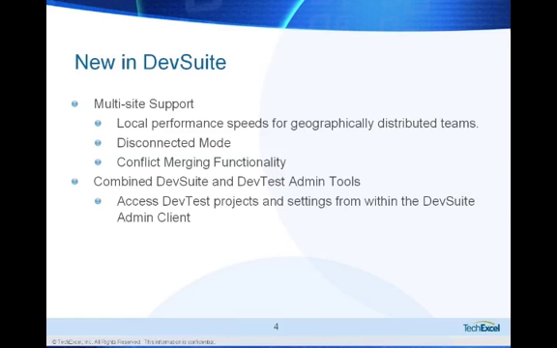It also features a disconnected mode so that if your local site ever loses connection with the system master site or your project master site, you can continue to work. And we also have a conflict merging functionality that allows you to, when you come back online, if there have been any conflicts that have occurred, resolve them. The other big piece of multi-site is the combined DevSuite and DevTest admin and the staging admin, which we'll talk a little bit about too. So now with DevSuite 9.0, you can open up DevTest projects from a single admin client that you would have for DevSuite, and we also have the functionality to stage changes before they're rolled out to production.